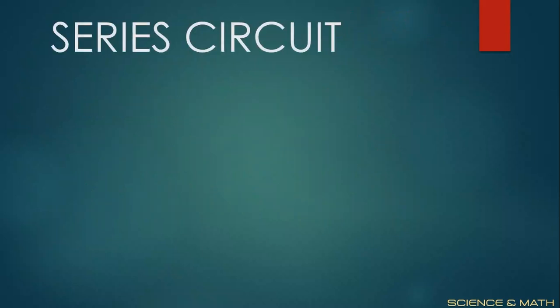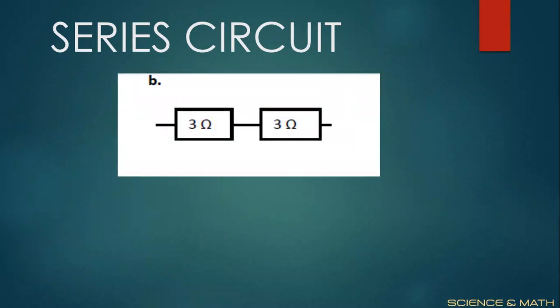Just to go through, in a series circuit, this can be an example of resistors in a series circuit. Now, you might see this resistor, the 3 ohm resistor, is connected in series with this other 3 ohm resistor. Now, you might be asked, can you calculate the total resistance of this portion of the circuit, right?